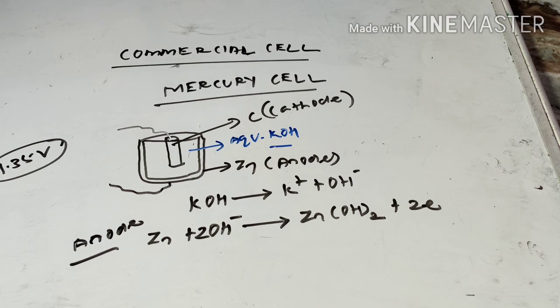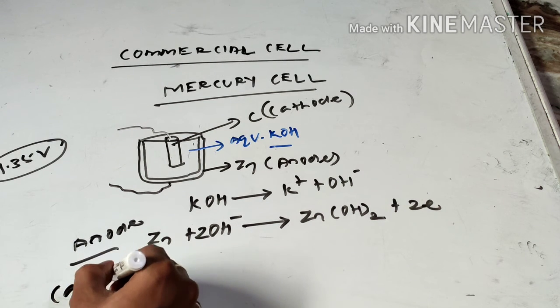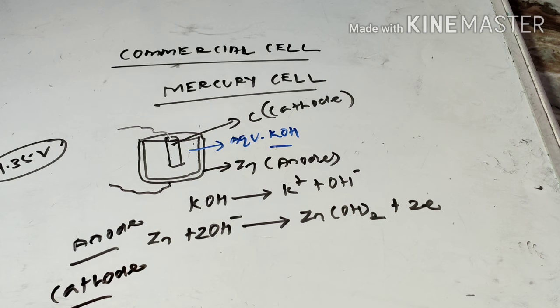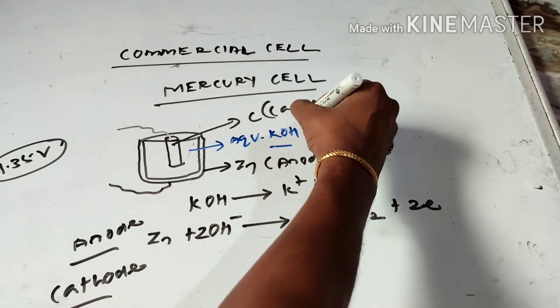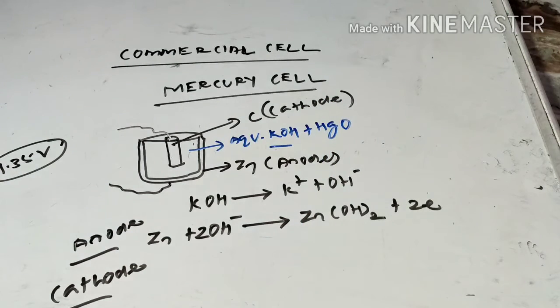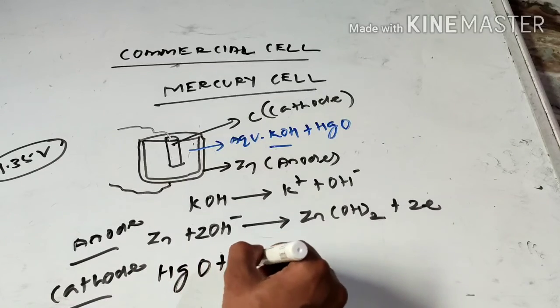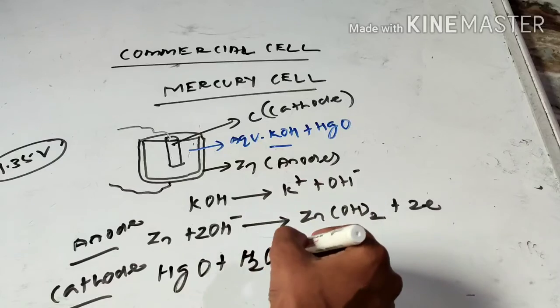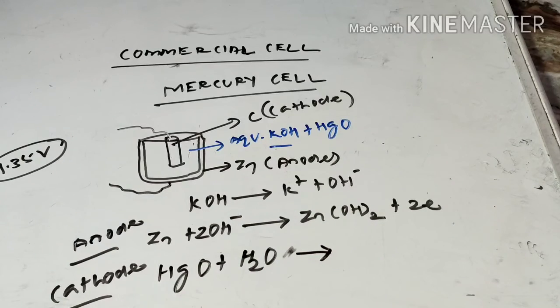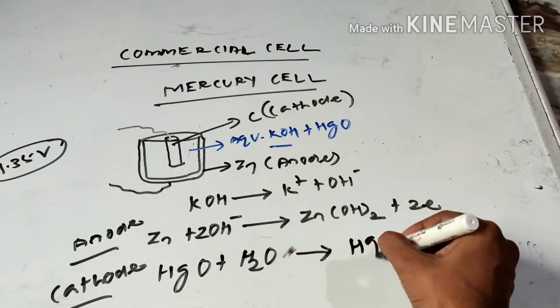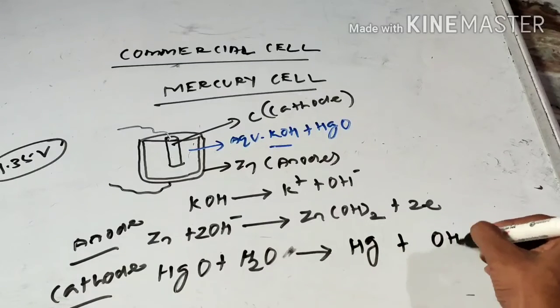Now at the cathode, what will happen? Again the cathode itself is a carbon rod, but it is inert. It does not undergo any reduction, it only helps the reduction. Inside it we are taking aqueous KOH, and along with it we are also using mercuric oxide. Now what will happen? This mercuric oxide reacts with the water present inside the chemical and is converted to mercury with the release of OH-.